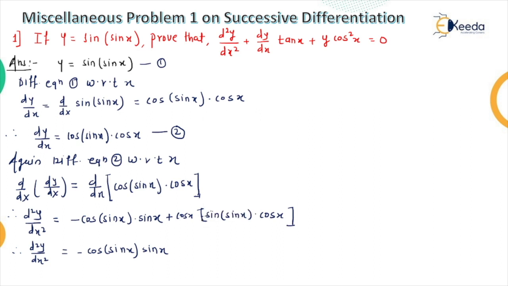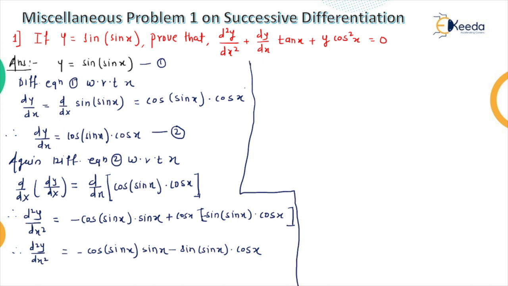I am taking this minus sign outside this bracket, so the minus sign is outside the bracket. So what you will get is minus sin of sin x into cos x. So this is your equation number 3, guys. Now we have to rearrange equation 3 in this way and get the solution. Let's see.